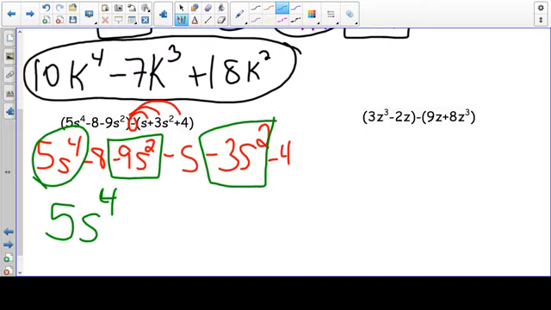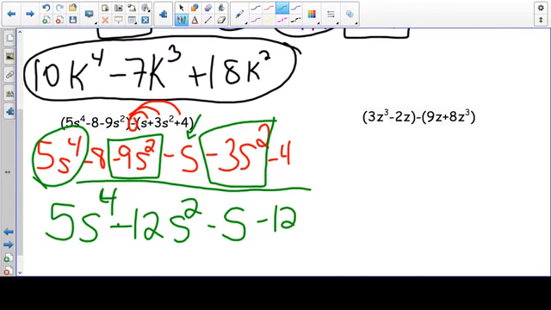So I have negative 9 minus 3, which will give me negative 12. Then I'm going to look for my s's by themselves. And I've just got 1, so it's minus s. And then finally my constants, so negative 8 minus 4 gives me a negative 12.